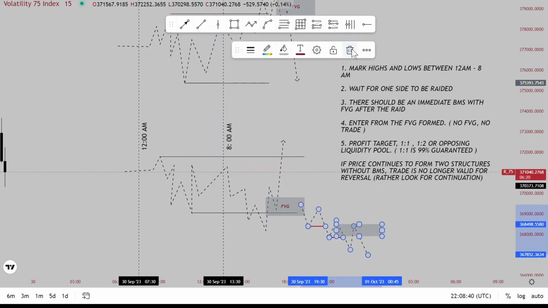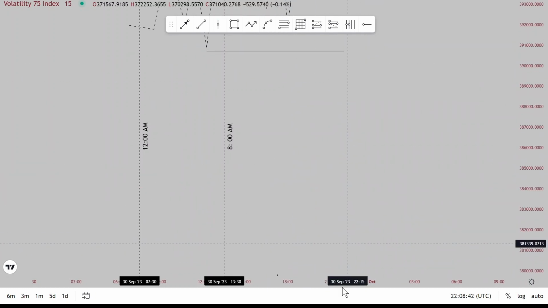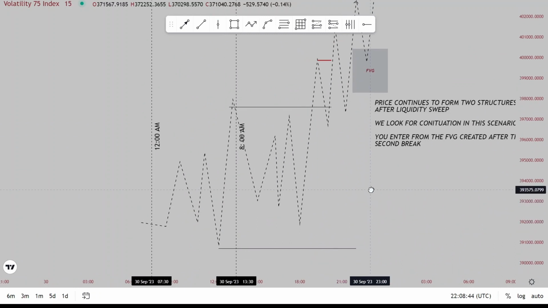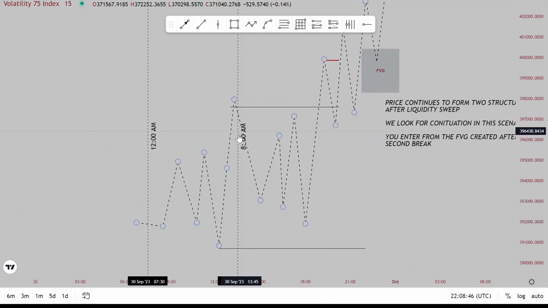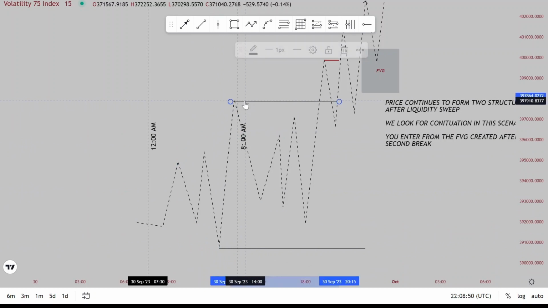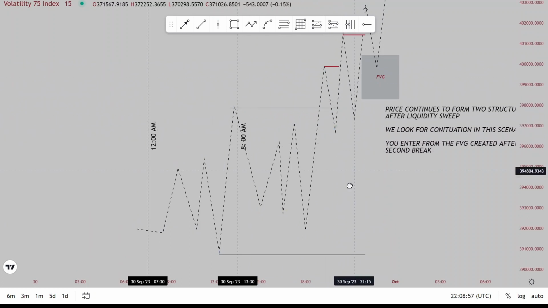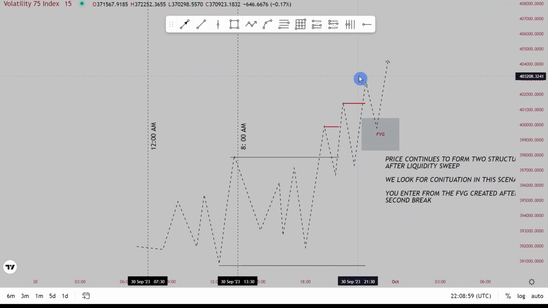I think that one is better explained. I have a markup here. Right here. Okay, so we have 12 to 8. This is the lowest point, this is the highest point. Mark them all. Okay, so you can see that we raided the high. We didn't get market structure shift, and we broke up twice. Once you see this, you should know that the market is strong to the upside. Okay, and after the second break, the fair value gap that is formed here, that will be your entry point.